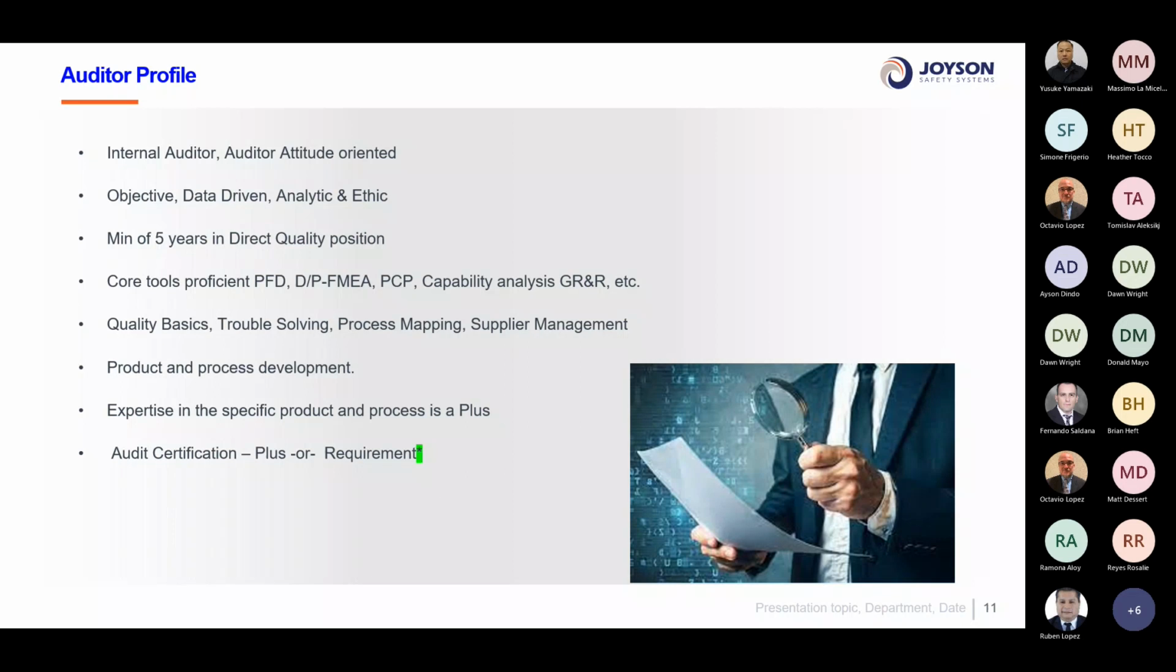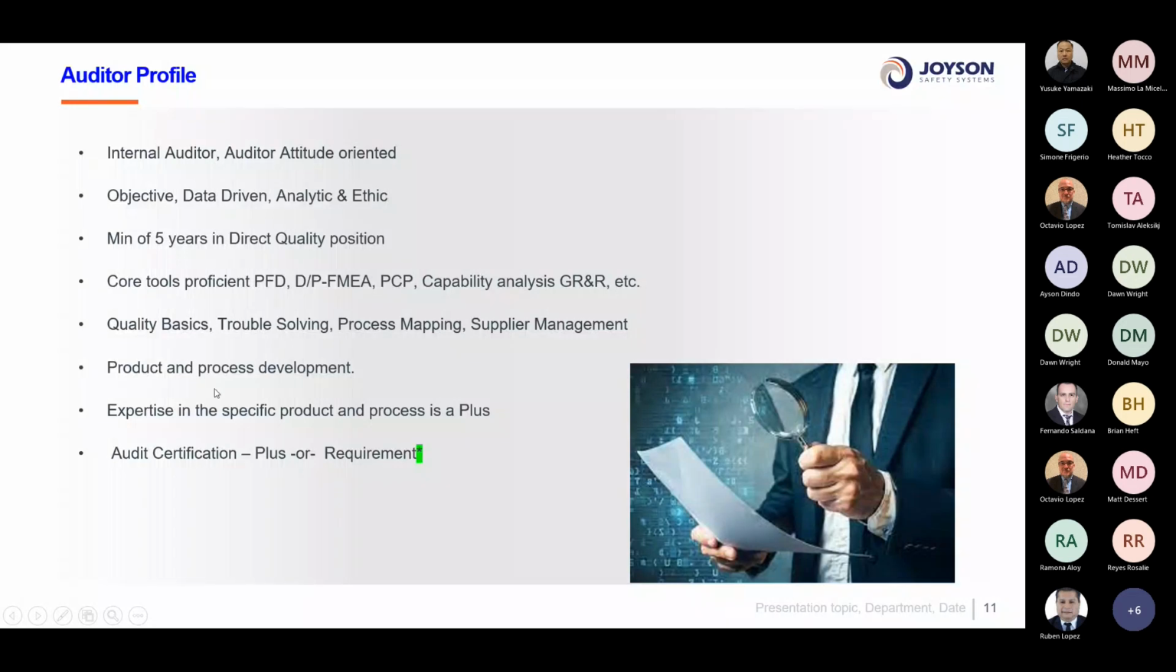As soon as you are an internal auditor, you are most of the time rotating with the scheduled audits, and at the same time you are able to learn from different products and processes in different departments, especially processes. So we require proficiency in capability analysis, gauge R&R, and basic standards of the industry. Also, as part of the quality basics, we ideally require being part of a trouble solving team, or having a trouble solving background, being able to understand and map a process, and also ideally supplier management.